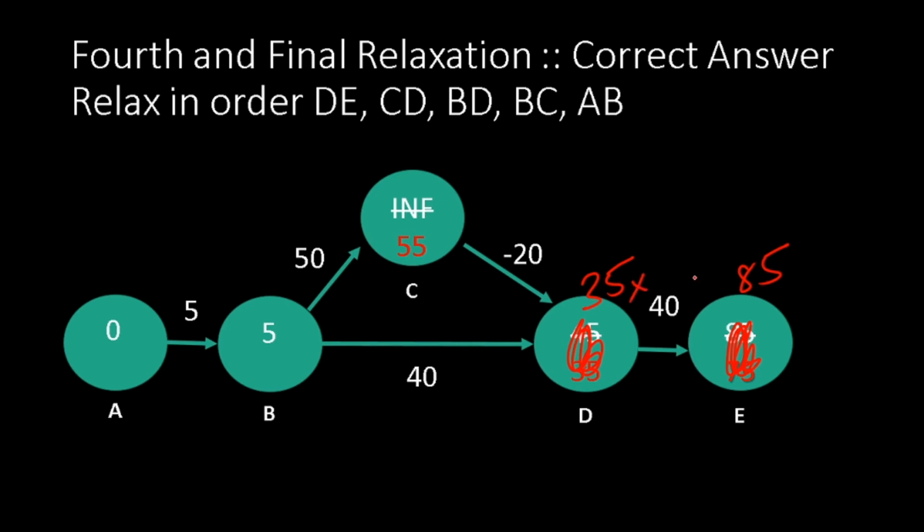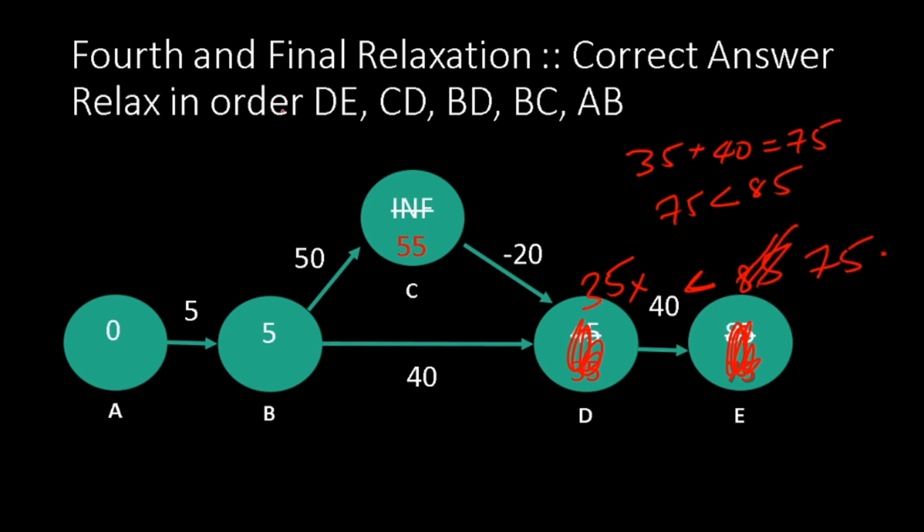So 35 plus 40, it's less than 85. So what is it? 35 plus 40, that is equal to 75. 75 is less than 85. So we will do a relaxation. We'll make it 75. So DE, it is 75. CD, can you do any relaxation? 55 minus 20 is equal to 35. So no relaxation. BD, can you do any relaxation?